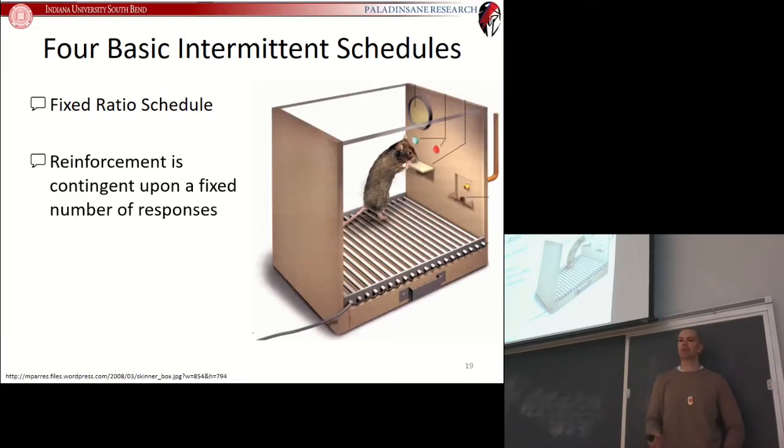So in a fixed ratio schedule, the reinforcement is contingent. It happens after a fixed number of responses. Sniffy has to press the bar for a certain number of times, and he has to press the bar that number of times each interval in order to get reinforced.